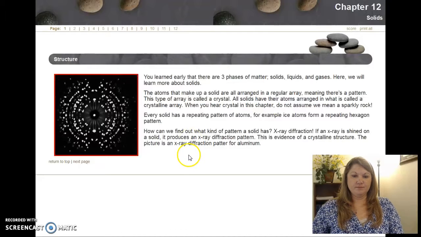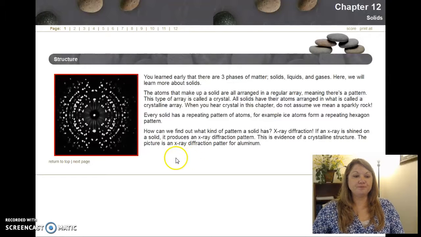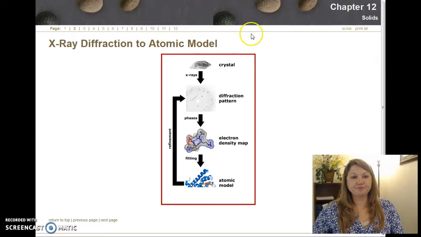Well, how can you find out what kind of pattern or array a certain solid has? X-ray diffraction from an X-ray diffracting microscope shows you. Here to our left, we've got an X-ray diffraction pattern for aluminum. See how it repeats and it's pretty symmetric? That's how you can tell. And each element is different, so that's an identifier for that element as well.